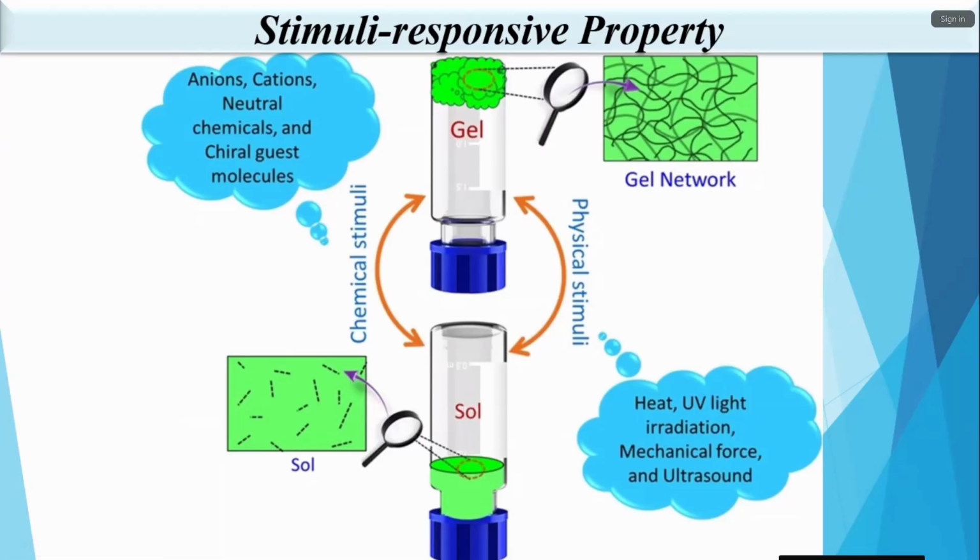These can also be physical stimuli like heat, UV irradiation, mechanical force, or ultrasound. We also use this metallogel for photosensitive devices. As we can see, it can react to light, so it turns light into electrical signals or current.